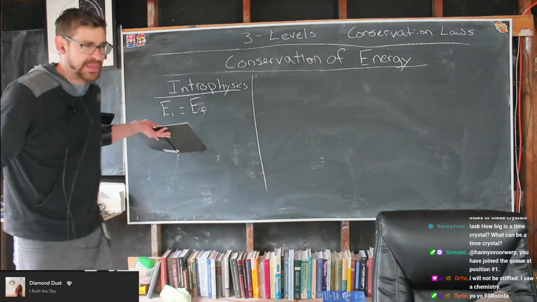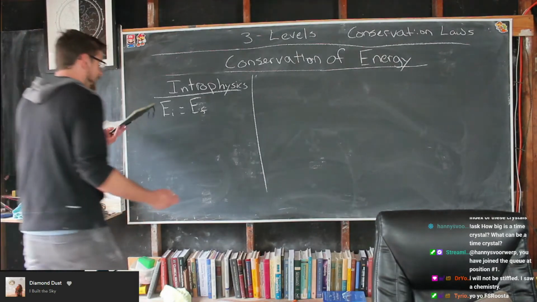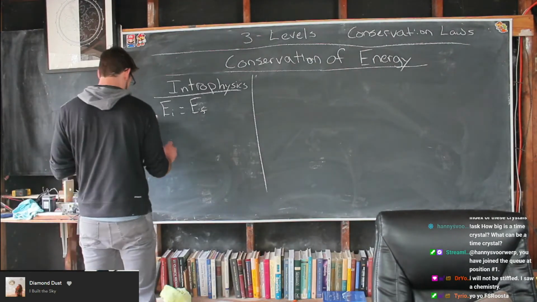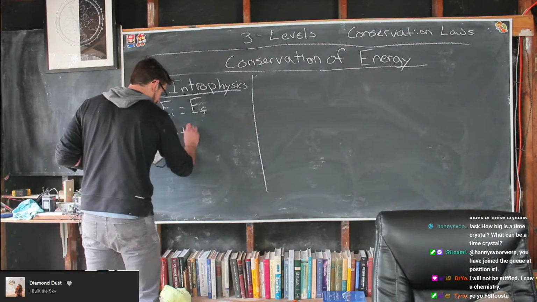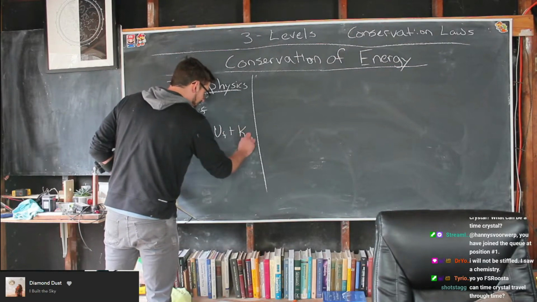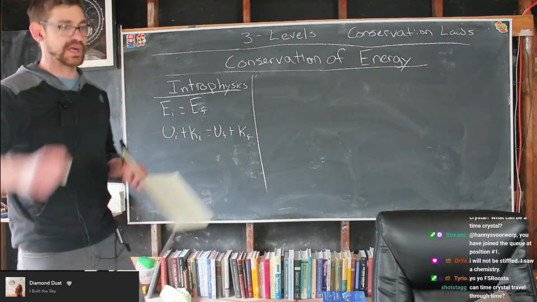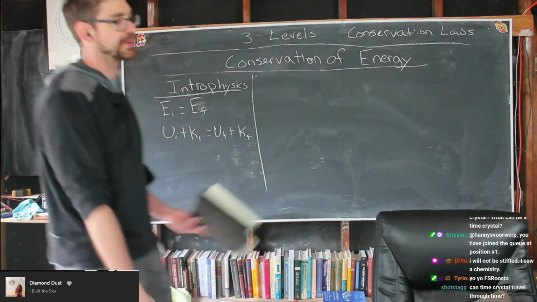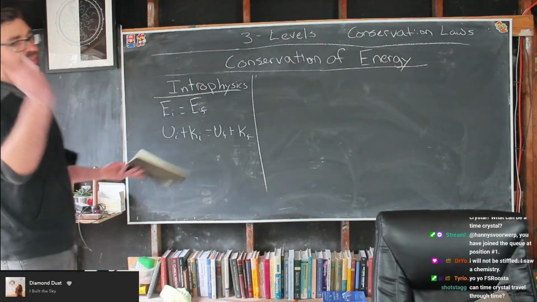And I usually spend a month on this, or more in my classes, talking about conservation of energy. You have the potential initial plus kinetic initial is equal to potential final plus kinetic final. And there's all sorts of different variations of this. You've got gravitational energy, you've got spring energy, you've got all the energies.